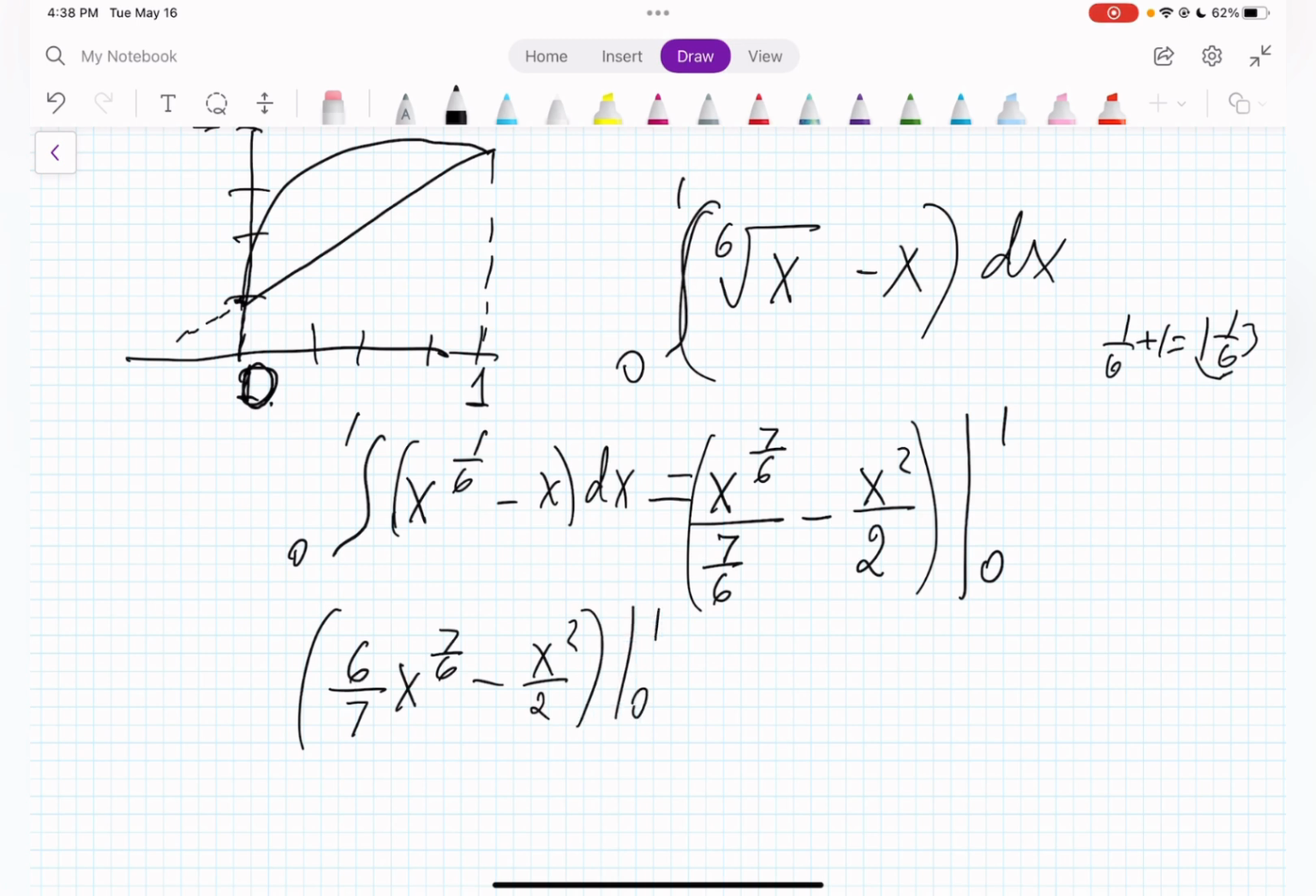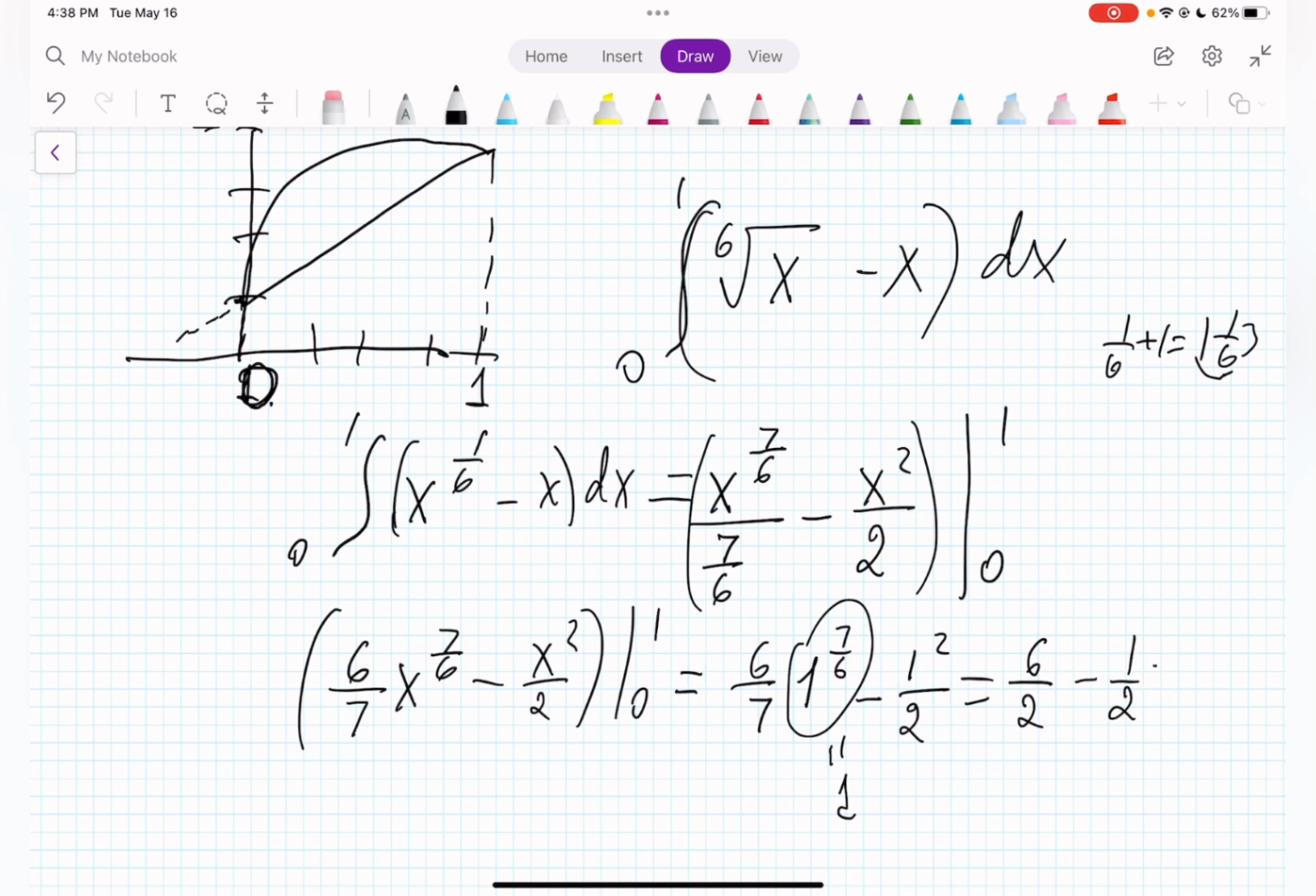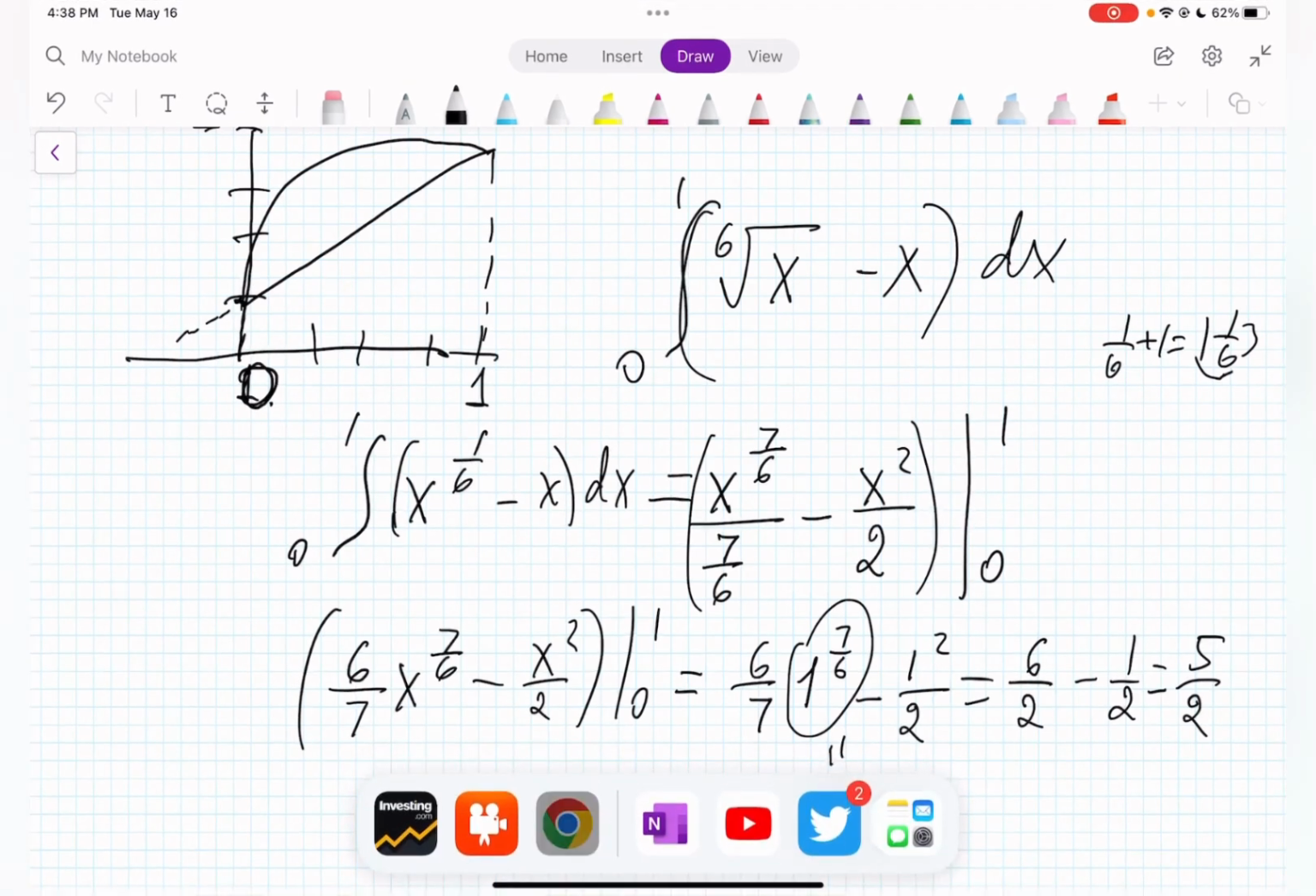Evidently 0 we're going to throw out the window because it's going to be all 0. We're going to plug in 1. And we are getting 6 over 7, 1 to power 7 over 6, and minus 1 squared over 2. And this is going to be 1. 1 to any power is 1. So we get 6 over 7, and we get minus 1 over 2. We get 5 over 2. Right? Okay. Or 3 minus 1 half, 2 and a half. 5 over 2 is 2 and a half. Well, let's put the answer.